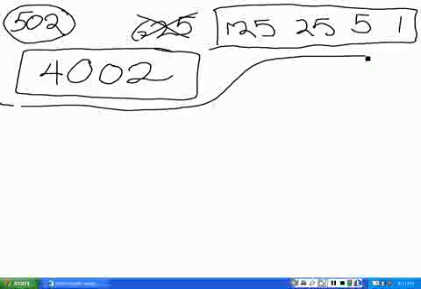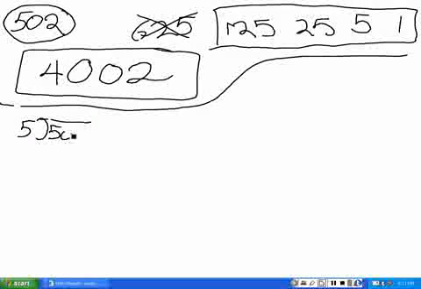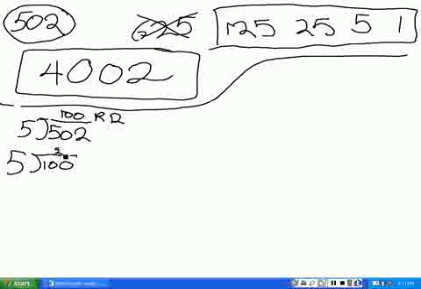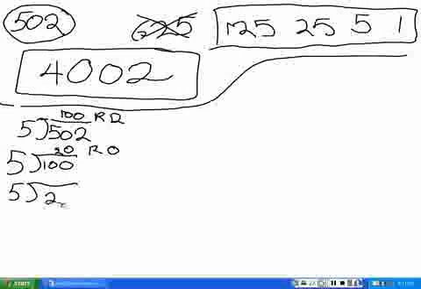Well, let's try this by dividing as well. So I'm going to take 5 goes into 502. So this is going to be 100 with a remainder of 2. Okay, well, how many times does 5 go into 100? Well, that's going to be 20 with a remainder of 0. Okay, how many times does 5 go into 20? Well, that's going to be 4 with a remainder of 0.